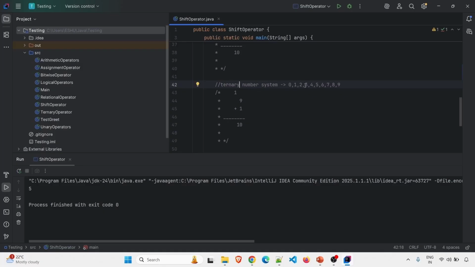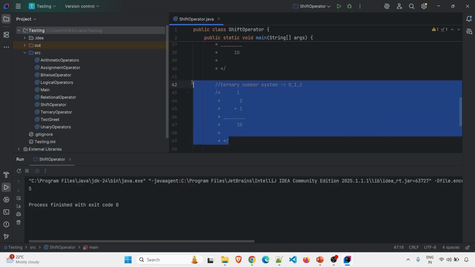Ternary number system means it has only three numbers: 0, 1, 2. If I want to add 2 plus 1, there is no number to represent 3. Here we only have these 3 digits, but 2 plus 1 will be 3. There is no 3 in this number system. So obviously 1 will be carried over and we will get 0 here and 1 as it is. So in ternary number system, 2 plus 1 is 10.